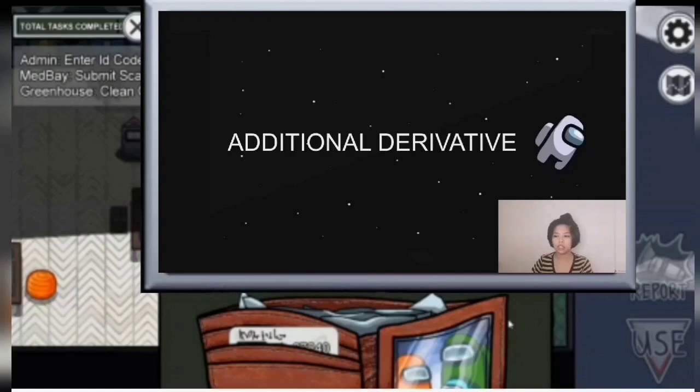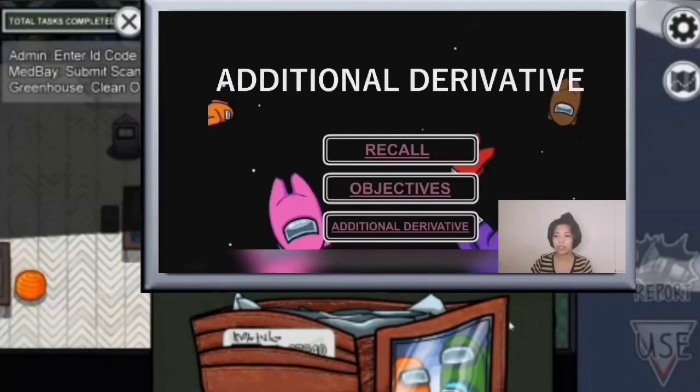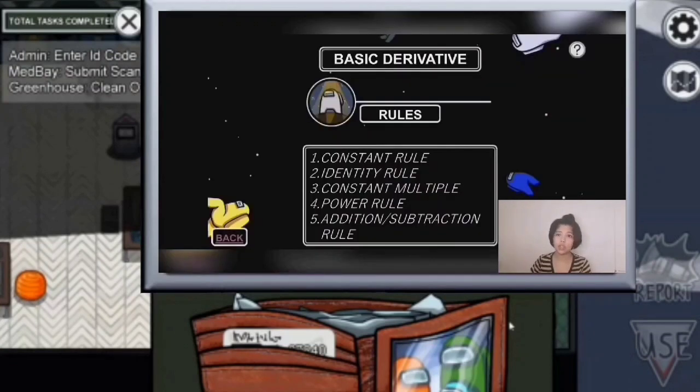The last lesson for today is about additional derivatives. But before we move on to our next topic, let us recall our previous lesson, which is the basic derivative. Basic derivative has 5 rules, which are the constant rule, the identity rule, constant multiple, power rule, and the addition subtraction rule.